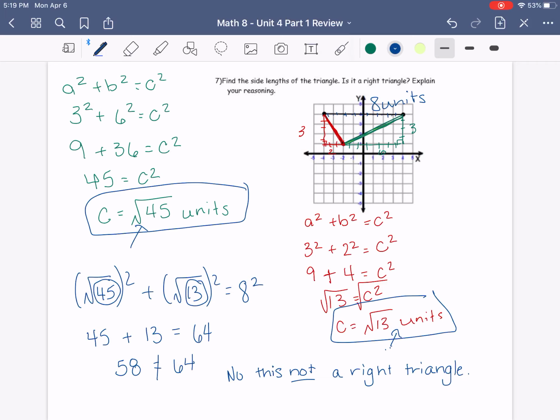Okay, and I've got the side lengths for all of them, and I color coded it so you can tell which side length I'm talking about, and then I used all of my numbers to figure out if it's a right triangle. So I've explained my reasoning through the math, and I found the side lengths, so I'm good to go. If you need to, press pause right now so that you can finish copying down the steps of the problem. If you're good to go, then let's move on, and press play if you paused it.